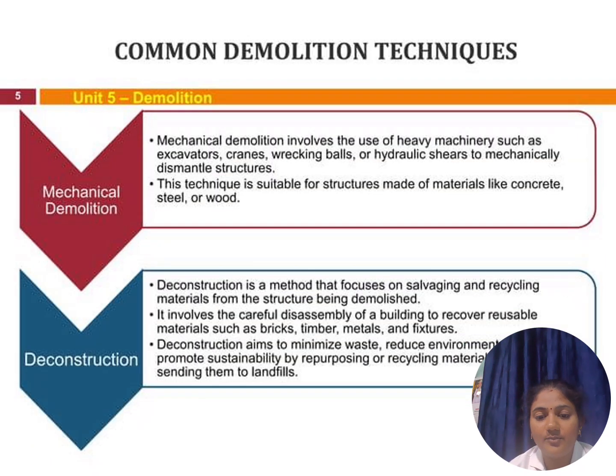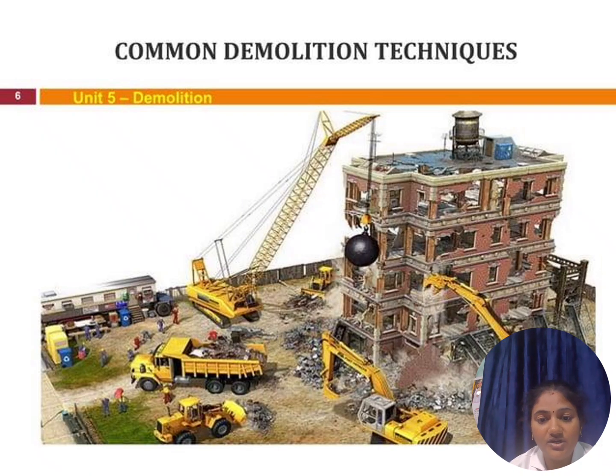And then mechanical demolition, it includes heavy machinery such as excavators, cranes, and breaking bolts or hydraulic shears to mechanically dismantle. And deconstruction, deconstruction always goes with recycling the material of the structure that is being demolished. And then demolition using a ball is done in this method, where the cranes are used for the demolition, where here the specific structure is demolished.